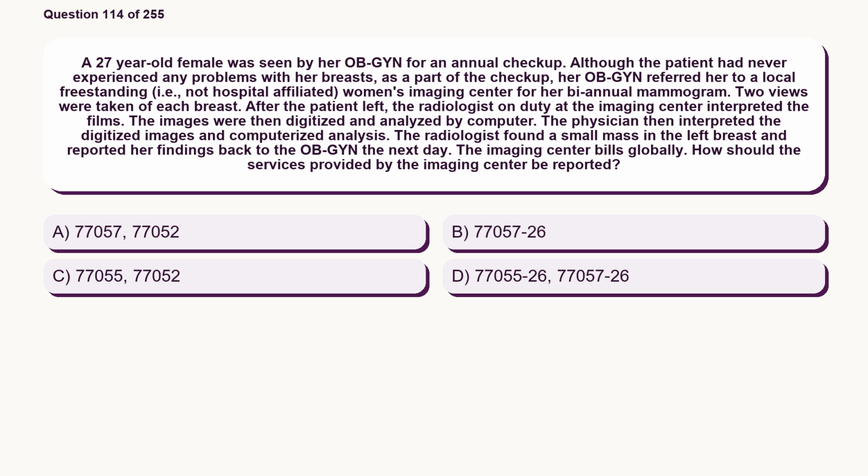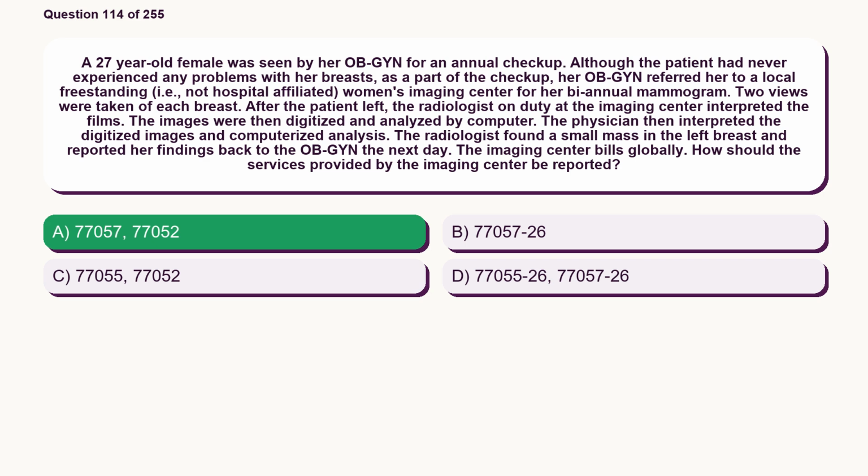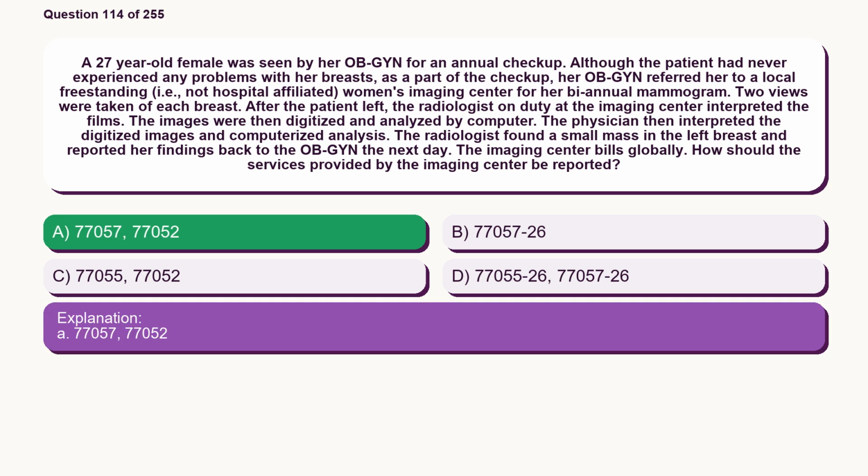Option A, 77057, 77052. Option B, 77057 to 26. Option C, 77055, 77052. Option D, 77055 to 26, 77057 to 26. The correct answer is option A, 77057, 77052.